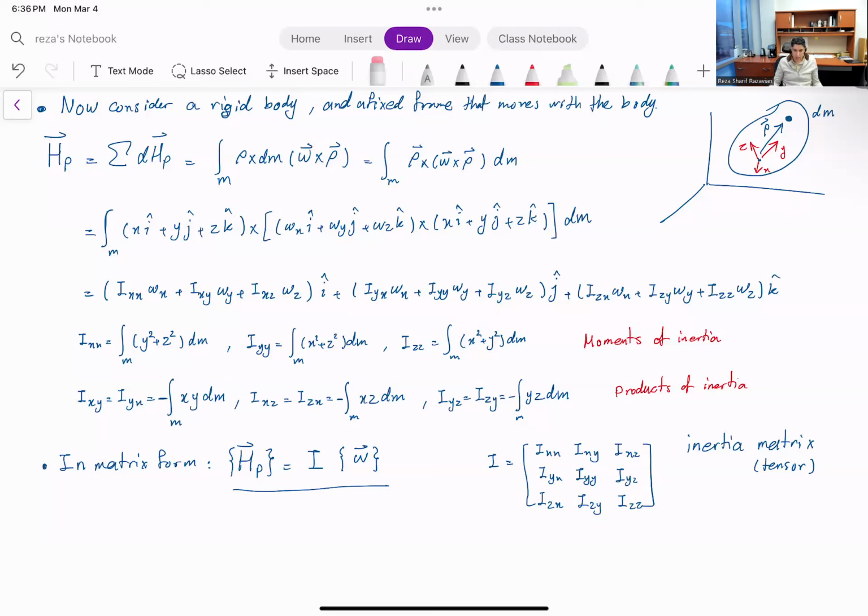All right, so that is about the inertia matrix and inertia in a rotational domain. Is it called inertia matrix? I don't know, maybe it's called something else. But anyway, let's call it the inertia matrix for now.